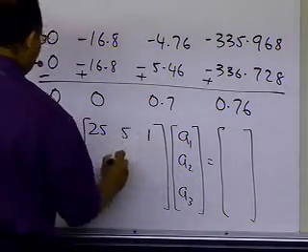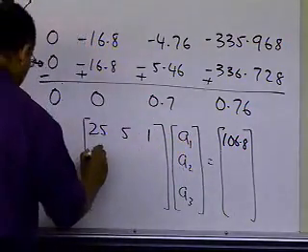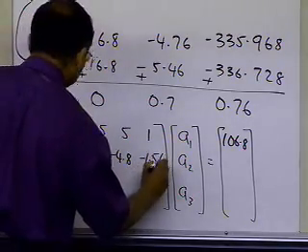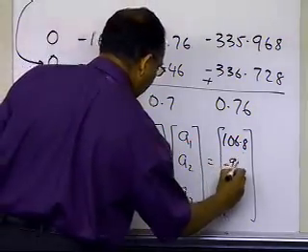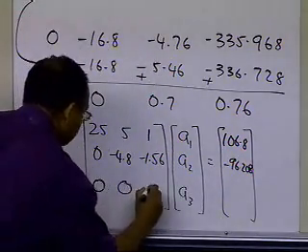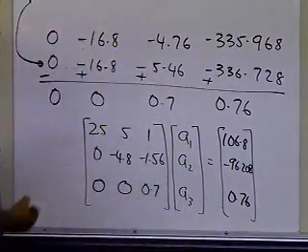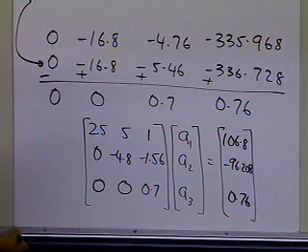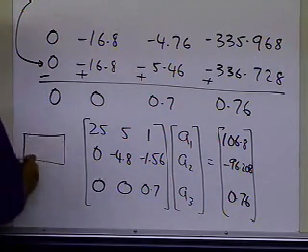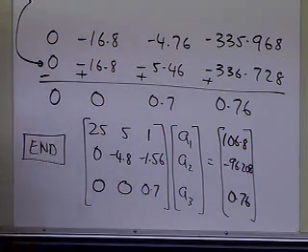I get 25 here, 5 here, 1, 106.8. Then the second equation stays the same, and this becomes minus 96.28, and the last equation is 0, 0, 0.7, and 0.76. And that's the end of the forward elimination steps. And in the next segment, I'm going to show you how to do back substitution to be able to get our solution to a set of equations. And that's the end of this segment.